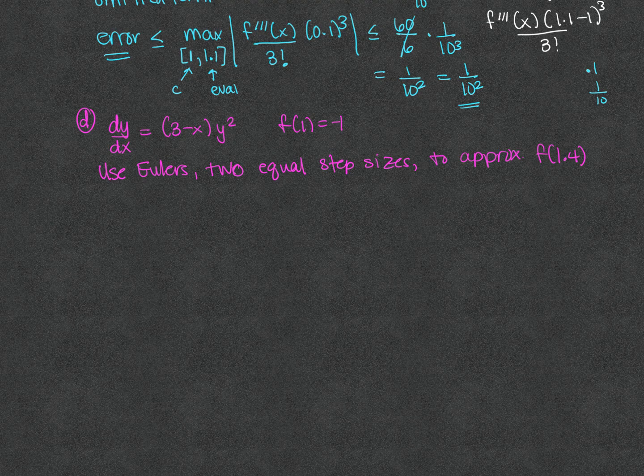D is Euler's method. So remember, Euler's is y1 is equal to y0 plus h times f prime at x0, y0. So you're having an initial condition where you're starting, then you're following the slope field for some distance h. So they wanted us to do 2 equal step sizes, so we set up our little chart.